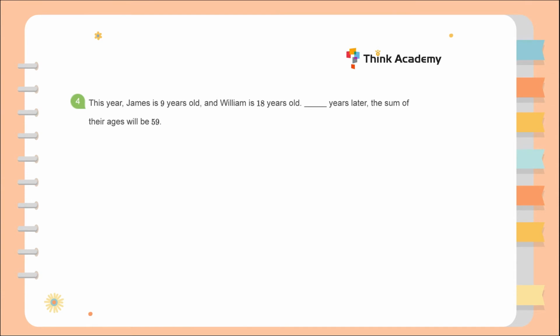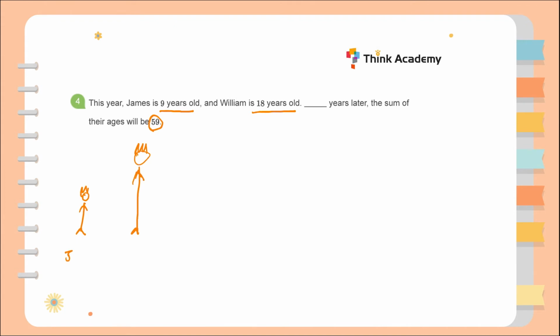Let's move on to question number 4 of Think Academy's Grade 3 Challenge. This year, James is 9 years old. William is 18 years old. In how many years later, the sum of their ages will be 59? That's just simple, right? We have a James and we have a William. Oops, sorry. Forgot to give them hands. James and William are like, where are my hands?